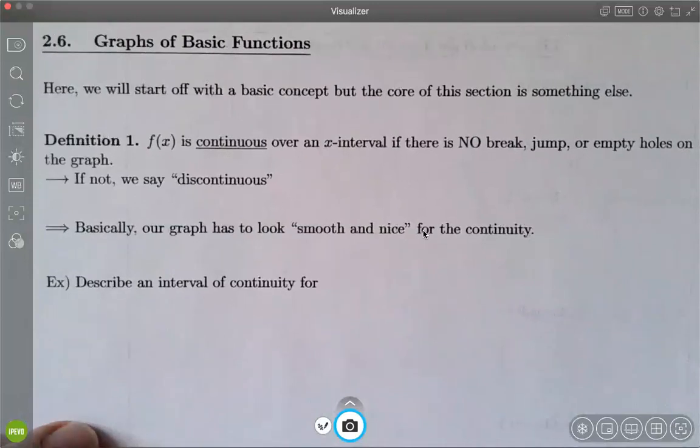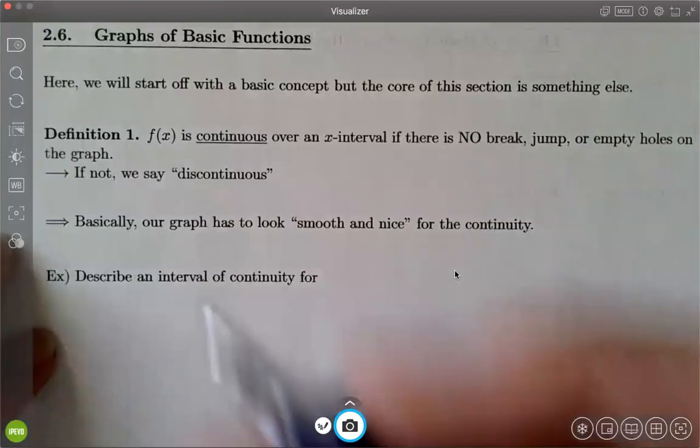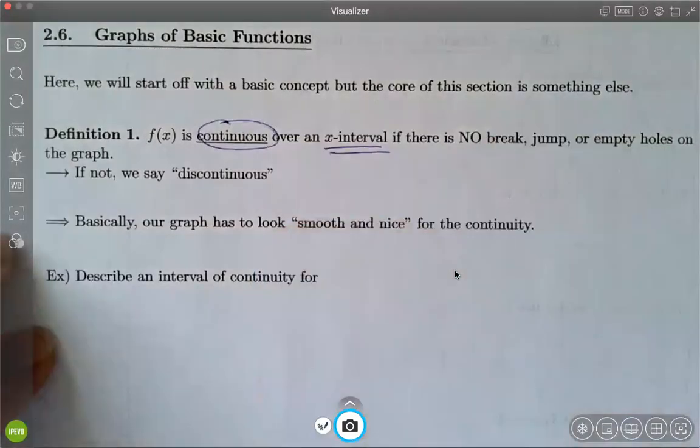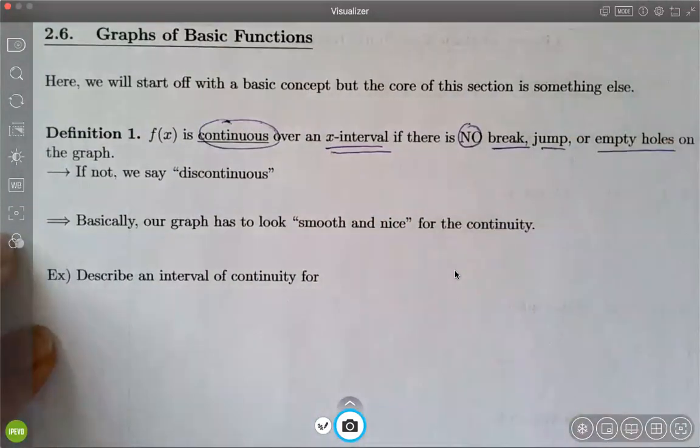Now 2.6, we will be talking about the graphs of basic functions, but the title is kind of misleading because the main core of the section is not the graphs of basic functions, although we'll see graphs. Let's start with the first thing first: continuity. f of x is said to be continuous over the x interval if there is no break, jump, or empty holes on the graph.